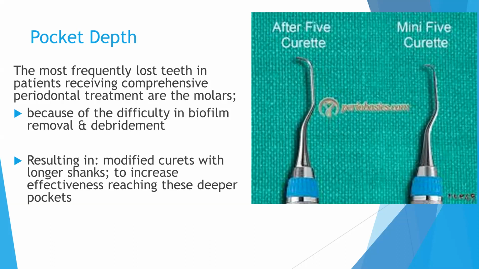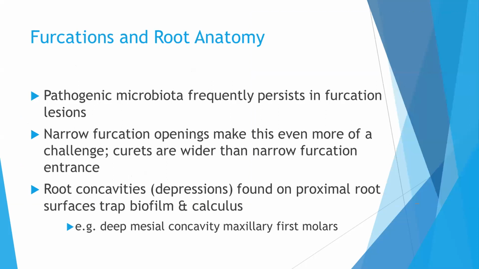Now, do you need all of them in your setups? Absolutely not, but it's nice to have 1 or 2 in your arsenal in the drawer, bagged, ready to go, in case you find something that is difficult to access. But pathogenic microbiota frequently persists in the furcation areas because we can't get them, the patients can't get it. Narrow furcation openings make it even more of a challenge, and our curettes are wider than the narrow furcation entrance.